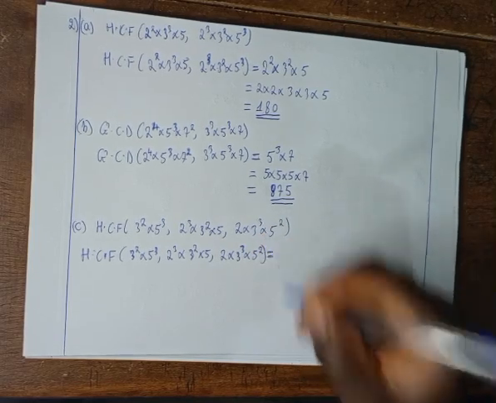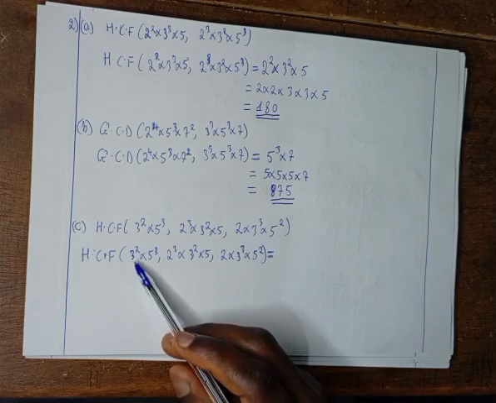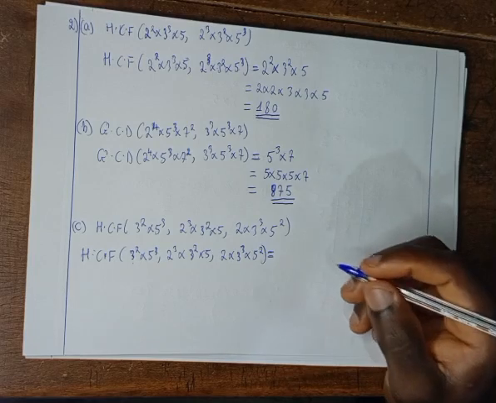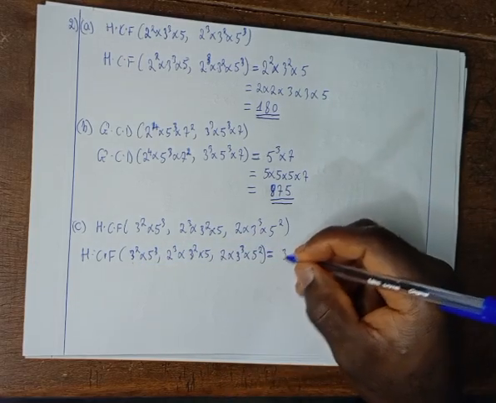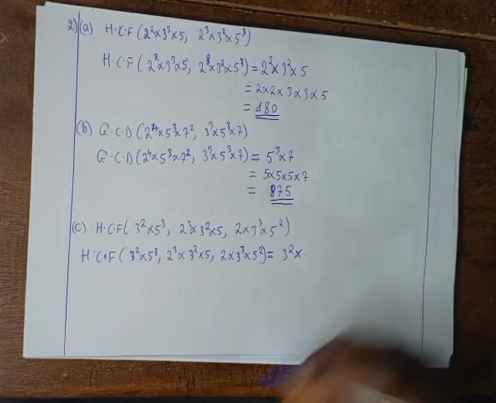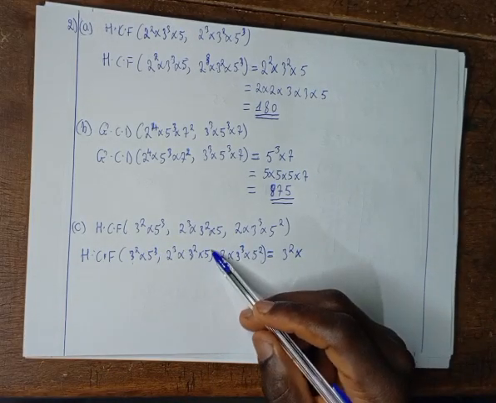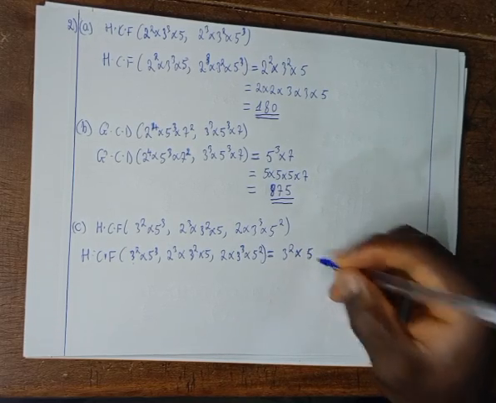So this will simply be equal to, the first thing we need to identify the prime factors which are common. 3 is here, 3 is here, 3 is here. We are going to take 3 with the smallest power. It will simply be 3 raised to the power 2. We multiply by the next prime factor which is common. We have 5 to the power 3, there is 5 to the power 1, 5 to the power 2. So we multiply by 5 to the power 1.